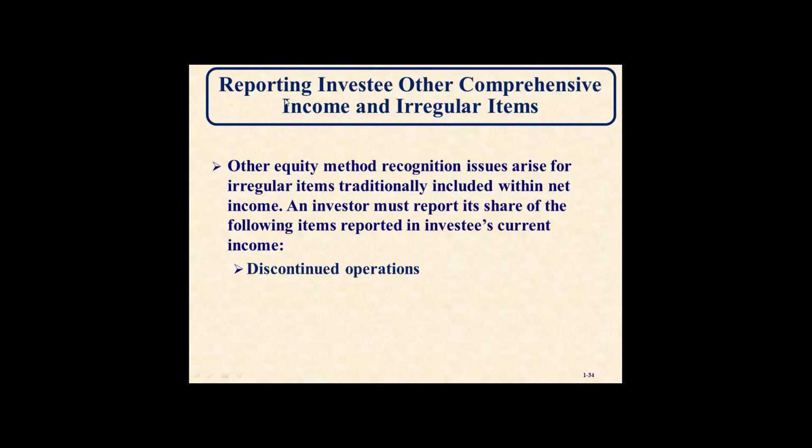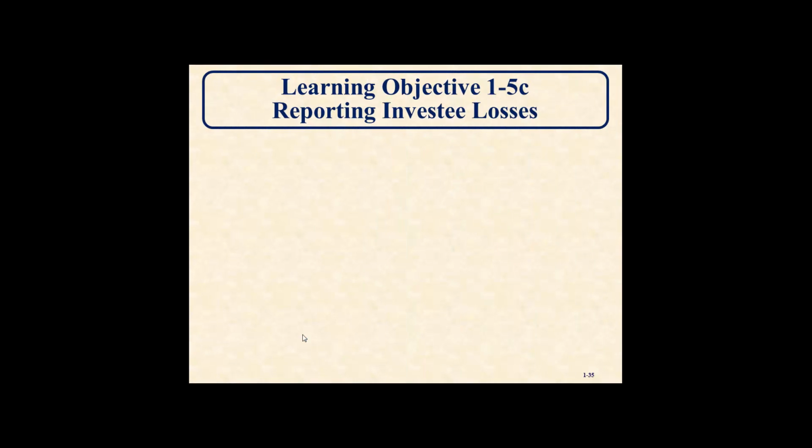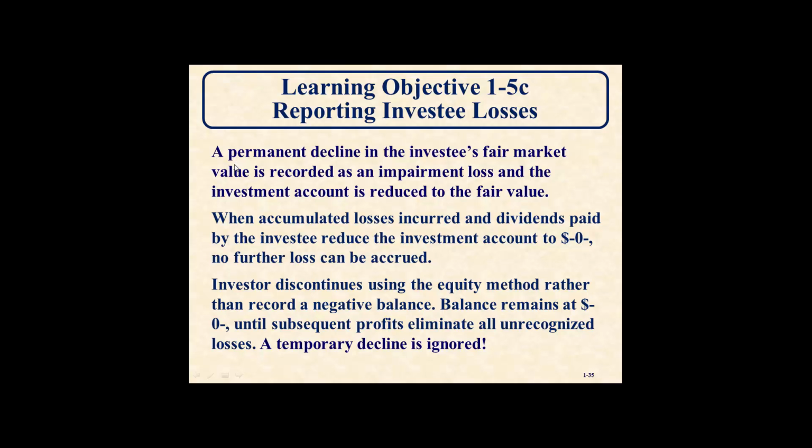that is recognized under the equity method. Other equity method recognition issues arise where irregular items are traditionally included within net income. An investor must report its share of the following items reported: discontinued operations, extraordinary items, and other comprehensive income. So although we include net income, we also include these items, or our share of these items. We also talk about investee losses.